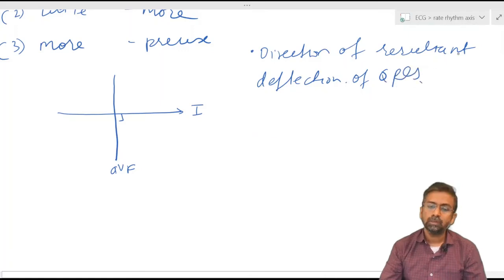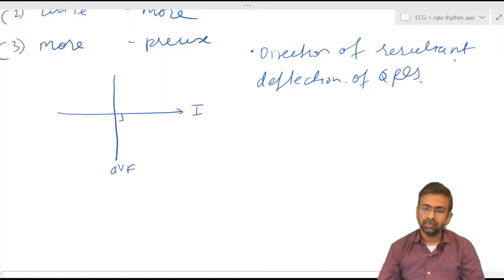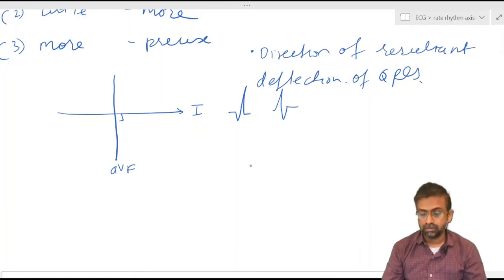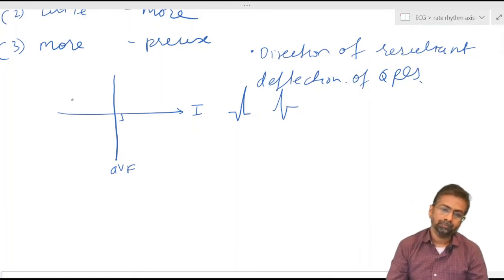Okay, so how do you calculate this resultant deflection of the QRS? In all the leads, the full QRS complex may not be present. It is generally Q and R, or it may be R and S. So how do you calculate the resultant deflection? The resultant deflection can be positive or it can be negative. Okay, so here, just take an example.